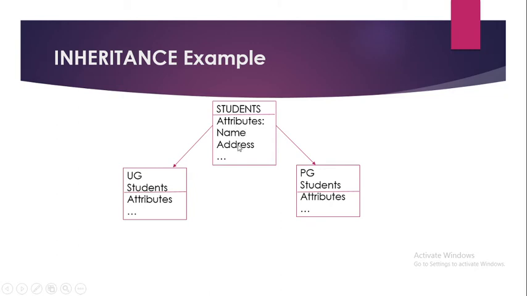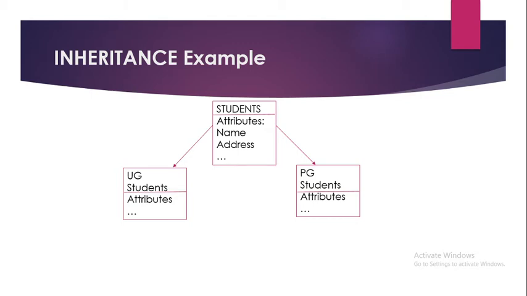If I want to specify which student he or she is, I have to be more specific about whether he or she is a UG student or a PG student. Depending upon the UG or PG student, some additional information may be there, so some new attributes may be there.